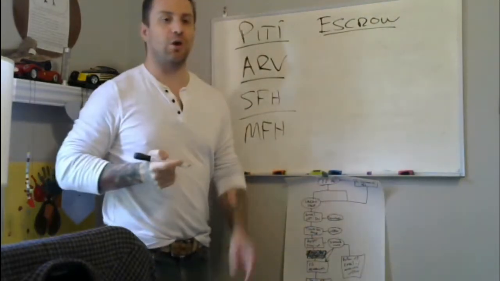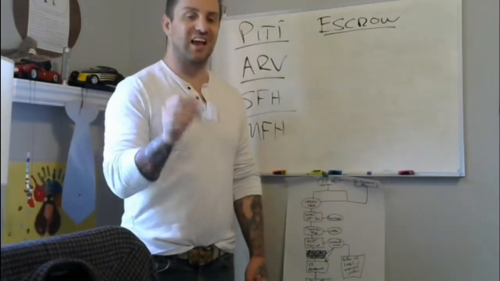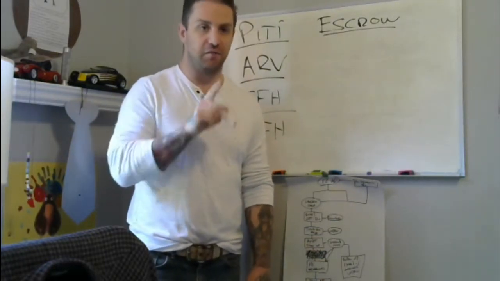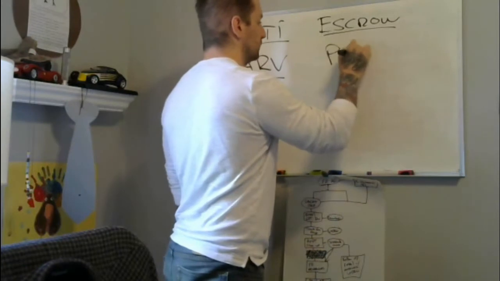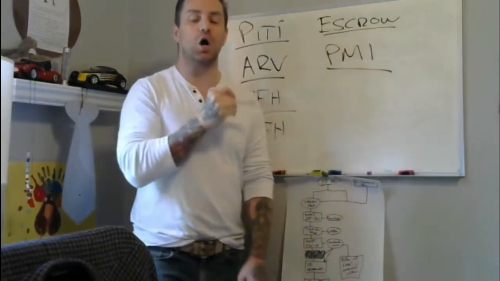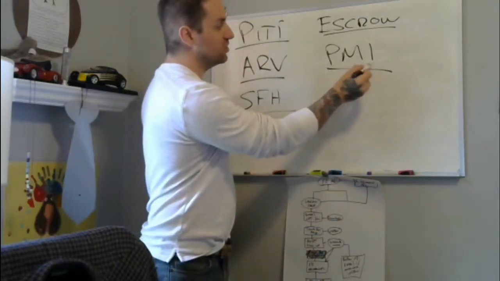What is escrow? Escrow is an account that holds your taxes and your insurance money to make sure those things are paid for you. PMI is something that will add cost to your monthly mortgage. It stands for private mortgage insurance.